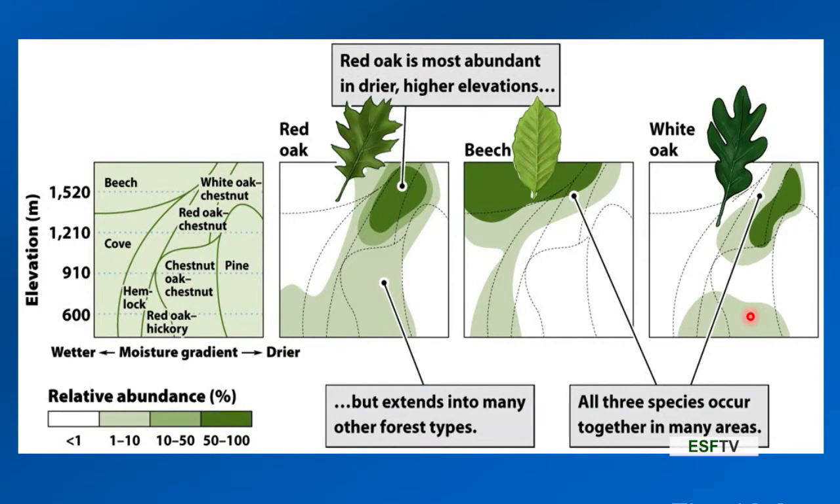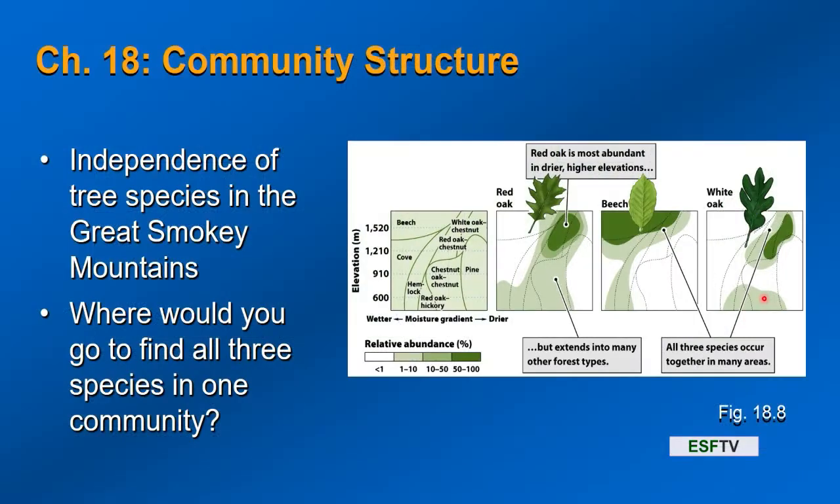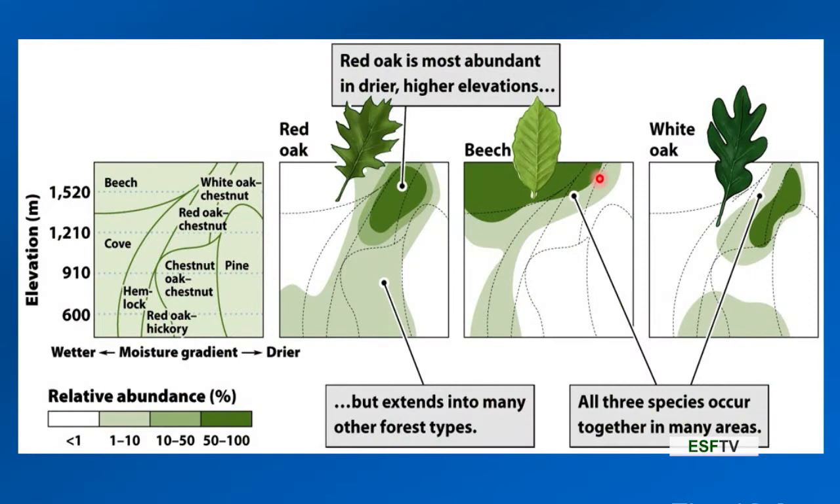So looking at that, my question there on the left, where would you go to find all three species in one community? Can you? Looks like right here at dry, high elevation, you could find red oak. If you look carefully, you could find beech. If you look carefully, maybe it's hard to find the white oak there. This is the red oak. I don't know if I said white oak, but white oak over here on the far right in the drier habitats. They prefer it even drier, but they can get their spot. They can get their positions there when it's a little bit wetter.